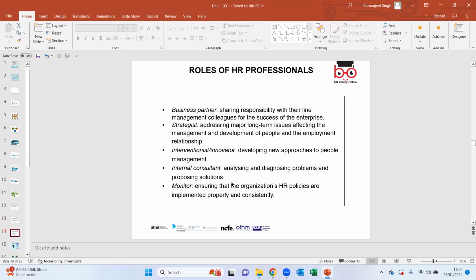Now it talks about different roles that HR professionals can have. So for example, we have the HR business partner, HR strategist, HR internal consultant, HR monitoring. What all this means is, for example, an HR business partner is someone who is assigned to a specific section in an organization. I'll give you a very simple example that will explain it to you.